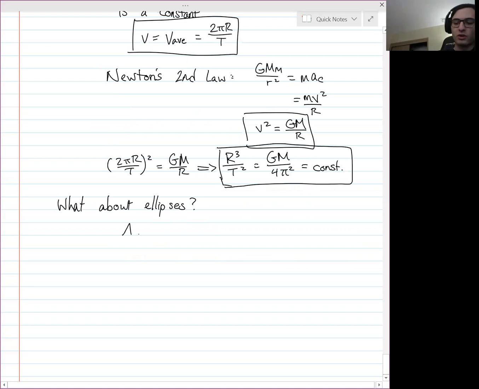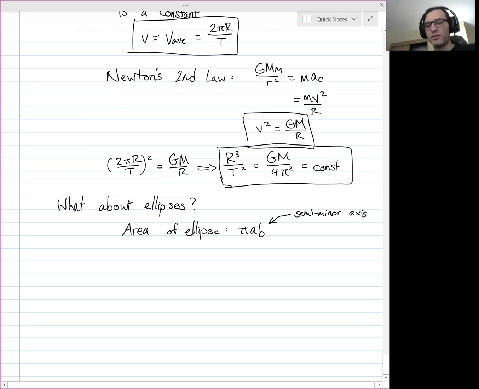So if you go back and look at the area of an ellipse from your geometry class, the area of an ellipse is pi times AB, where B is the semi-minor axis, the shorter axis. And by the way, this shouldn't be surprising. If you're imagining a circle, the semi-minor and semi-major axes are the same, so you'd get that the area is pi r squared.